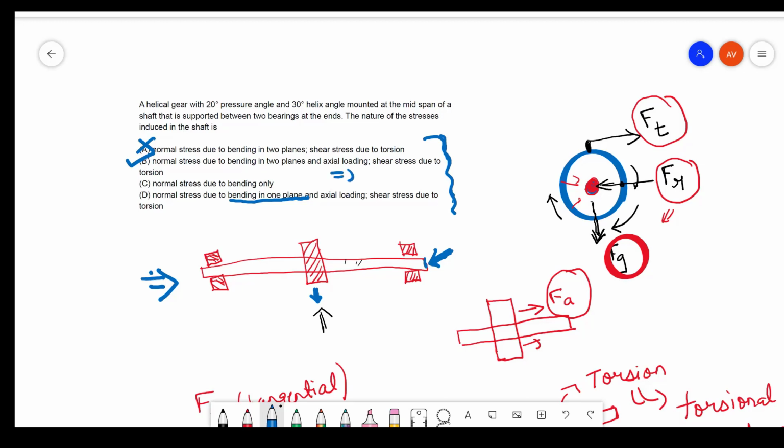This was something very conceptual, which links both the gear problem and simply supported beams, because here the load is because of the gear, as you can see. This might be one of the easiest questions, but if you don't know the concept, you won't be able to answer this. So always focus on learning the concept.